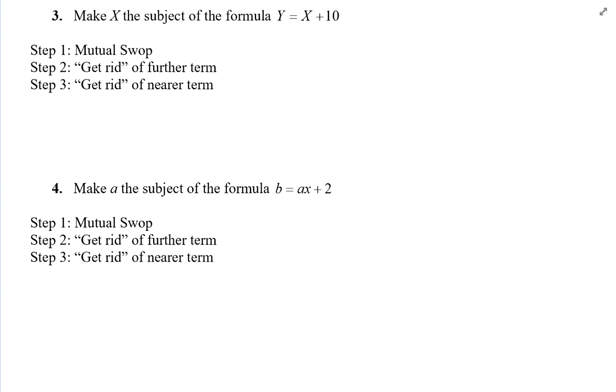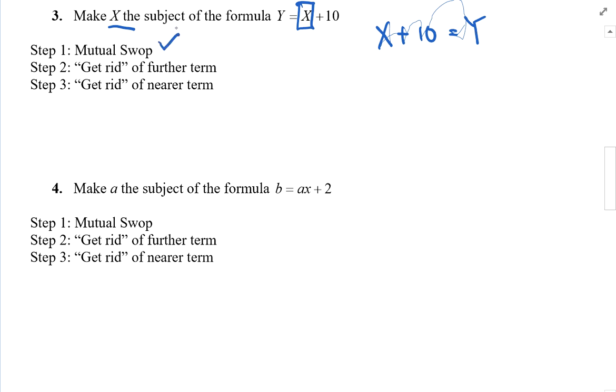Taking a look at question 3 here. Make X the subject of the formula Y is equal to X plus 10. X is the subject, right? So let me box out X. Check. Is the letter X on the left side? No, it means that I have to do a mutual swap. What do I see? X plus 10, put it on the right side, is equal to Y. This is what is meant by a mutual swap.